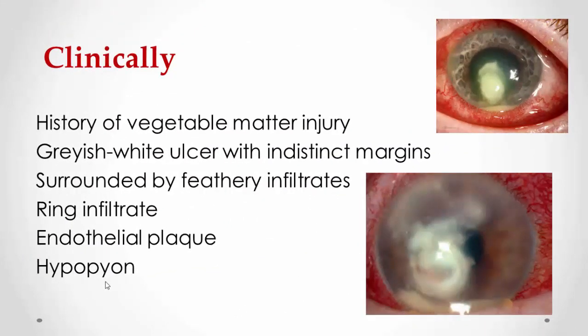Clinically, fungal keratitis is usually caused by a vegetable matter injury. This vegetable matter injury will cause an implantation of the fungus into the corneal wound. This will lead to fungal keratitis, which is characterized by a grayish-white ulcer with indistinct margins surrounded by feathery infiltrate like this. Usually, these infiltrates are surrounded by a ring infiltrate like here called ring abscess, with endothelial plaque and hypopyon reaction in the anterior chamber.